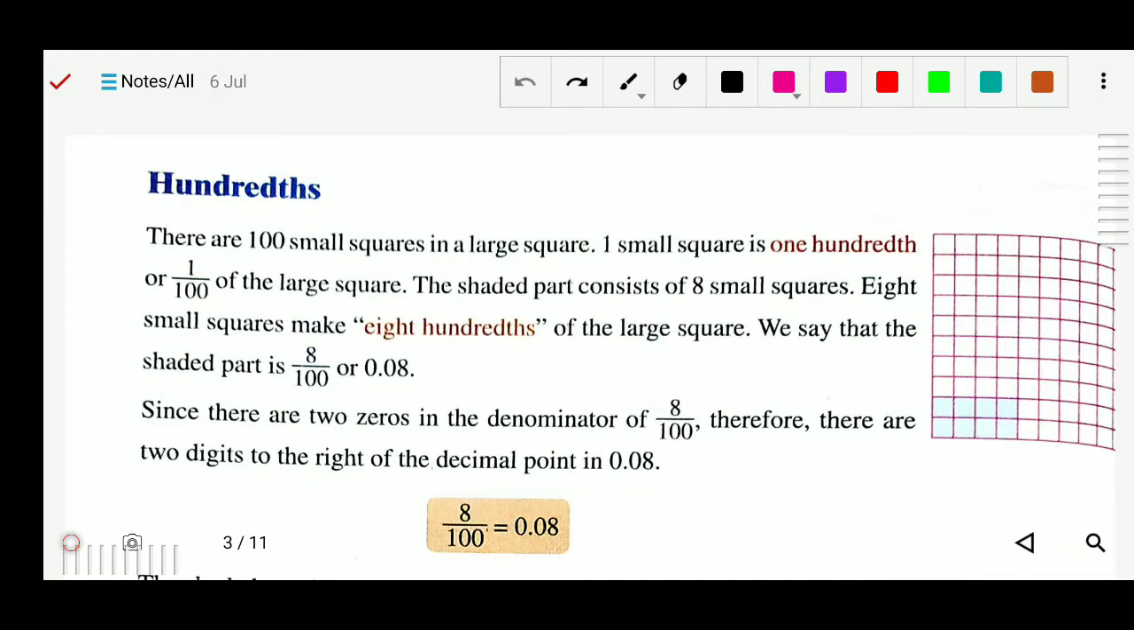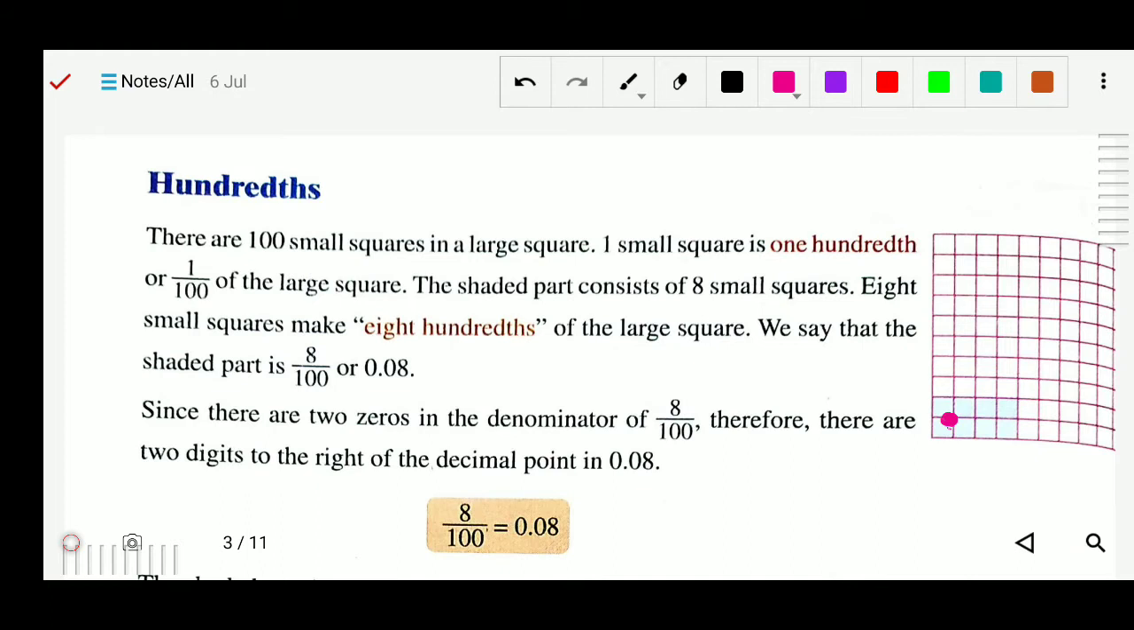Now we have solved hundredths. There are 100 small squares in a large square. A small square is one part of the 100. The total is 100, and one is one part of the 100th.